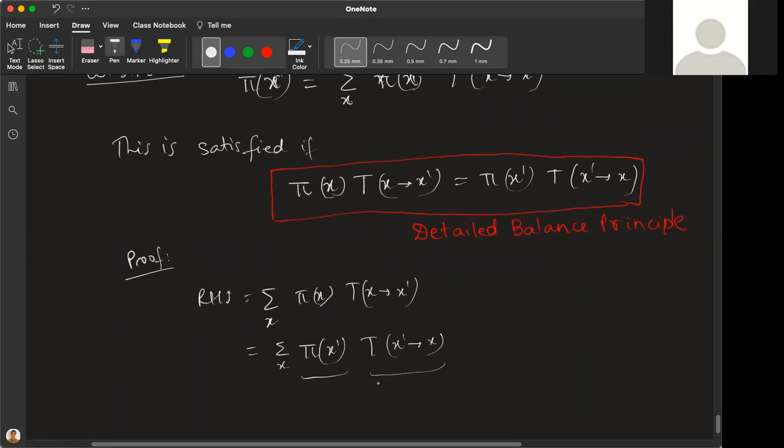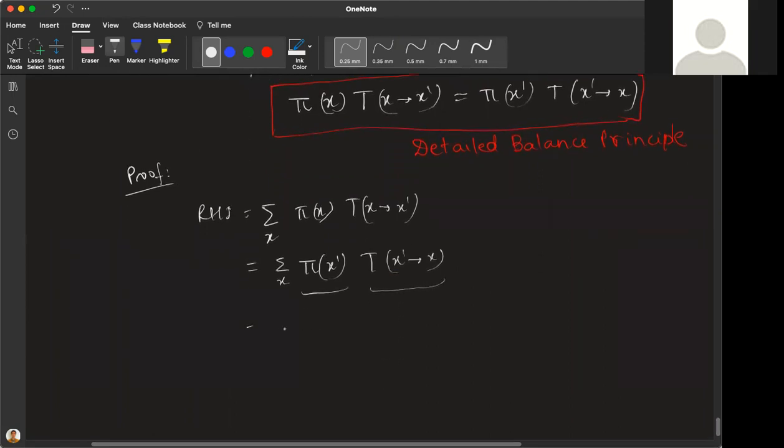And this term is what? This is simply pi of x dash times the summation over all x of T of x dash to x. So what is this? It is the probability of going from the state x dash to some other state x, and you are summing over all x. Essentially, this term is equal to 1.